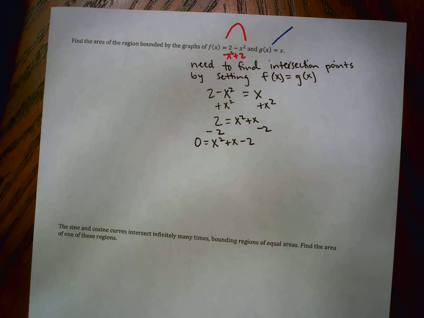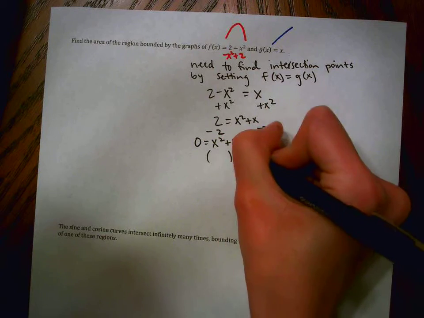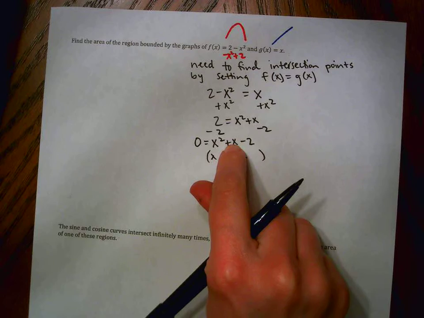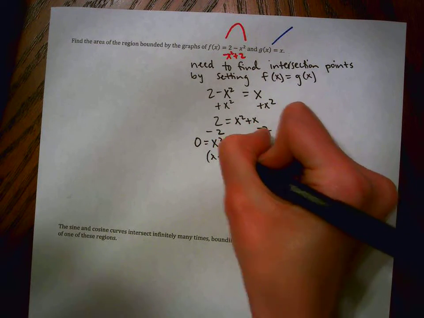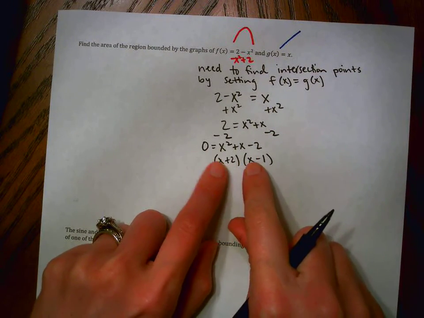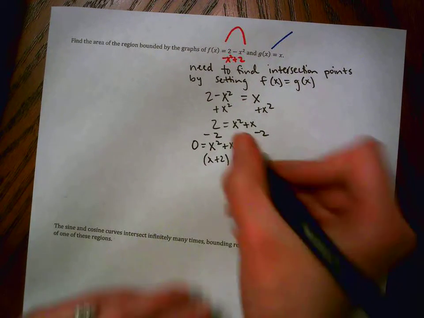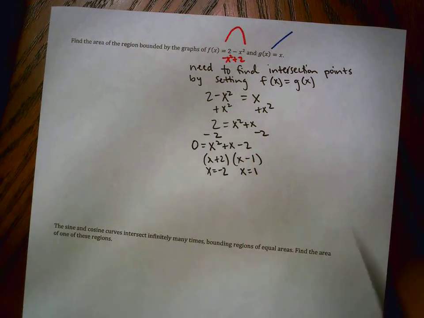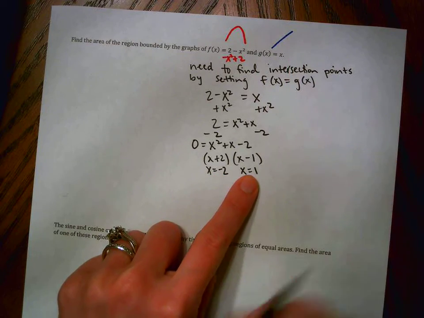And now we can factor this just using x method or product sum. And we say what multiplies to get negative 2 and adds to get 1, since our middle term has a coefficient of 1. And that would be positive 2 and negative 1, correct? I always check and FOIL it in my head to make sure I would get what I started with, which I would. So then that makes my solutions negative 2 and positive 1. So that means these graphs should intersect when x is negative 2 and when x is 1.